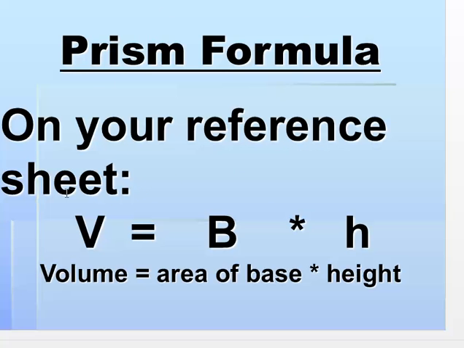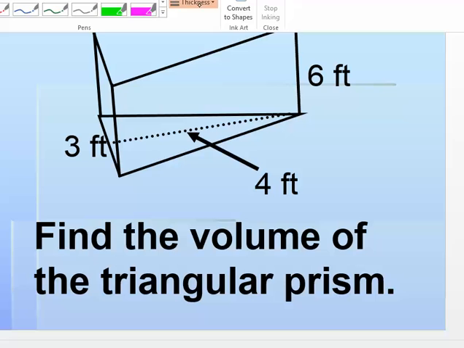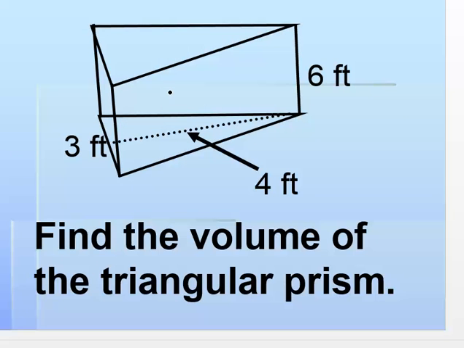Prism formula on your reference sheet. Volume is equal to capital B times H. Big B means area of the base. So in this particular case we see a triangular prism. Our base is a triangle, so we have to find the area of that base times the height.